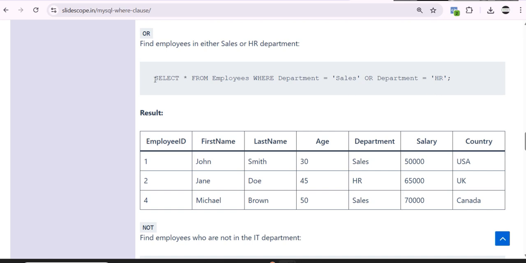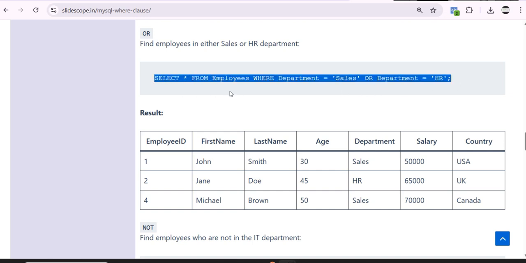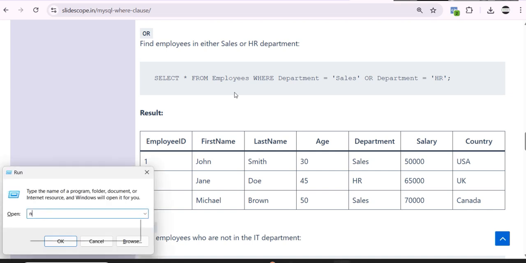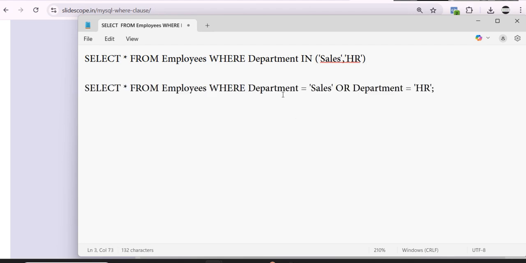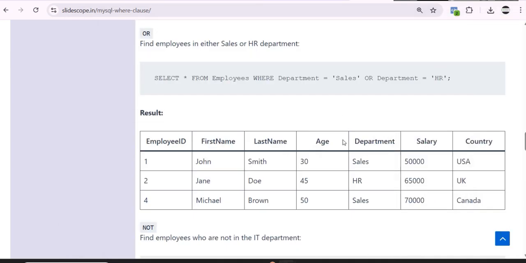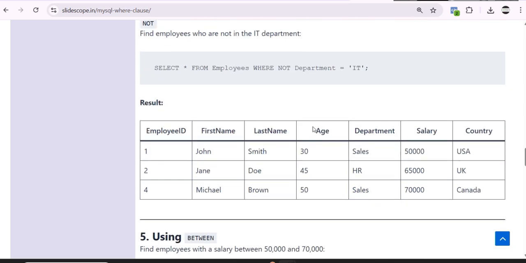For a similar kind of question, we can also use the in operator. So this query can also be written as where department in, and then we can write comma separated sales, comma, HR. So this will give us the same result. First of all, you all have to understand that these two are the same thing. So that is what we studied in our previous classes.